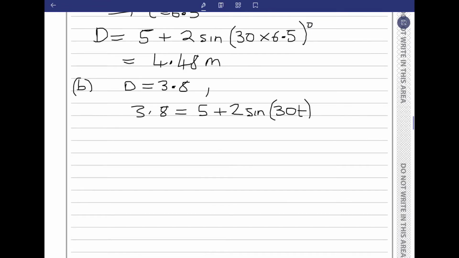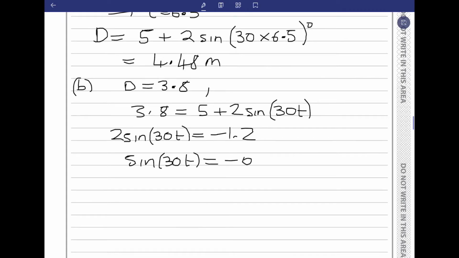And let's just rearrange this. So we're going to get 2 sine 30t equals 5 minus 3.8, which is minus 1.2. And therefore sine of 30t equals minus 0.6. Now, in order to get the value 30t, we need to work out the sine inverse, so use the sine inverse function on your calculator.